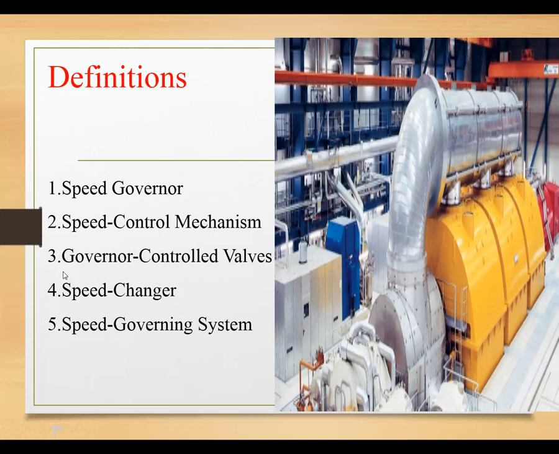The governor control valve includes those valves that control the input to the turbine and that are normally actuated by the speed governor with the help of the speed control mechanism. The speed changer or speed motor is a device by means of which the speed governing system may be adjusted to change the speed or power output of the turbine in operation. The speed governing system includes the speed governor mechanism, speed control valve, and speed changer.